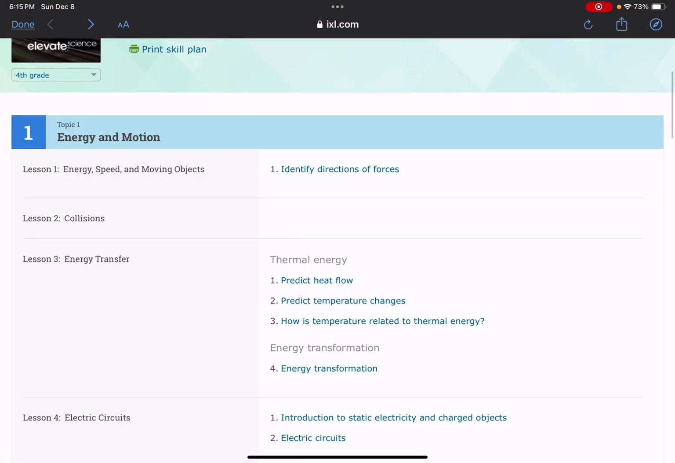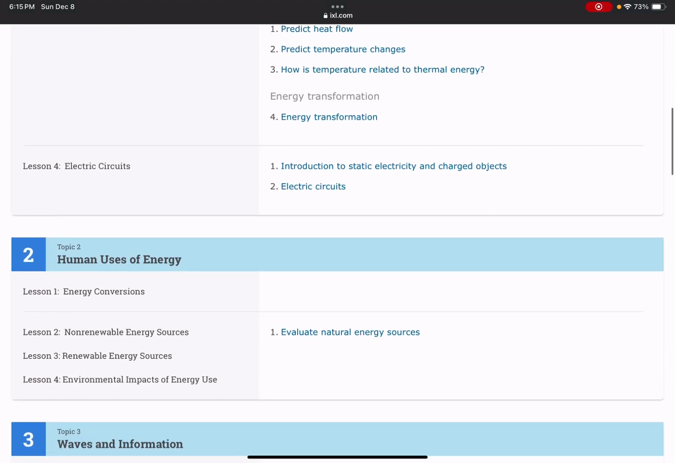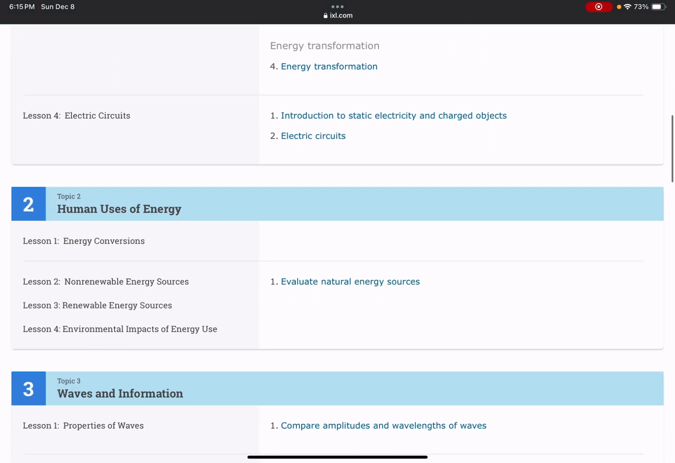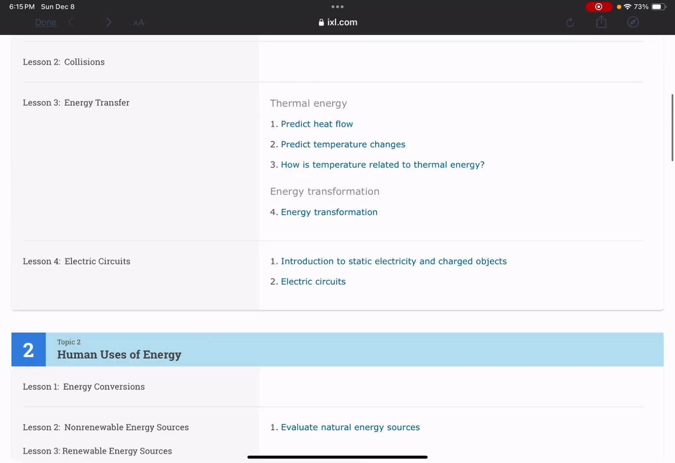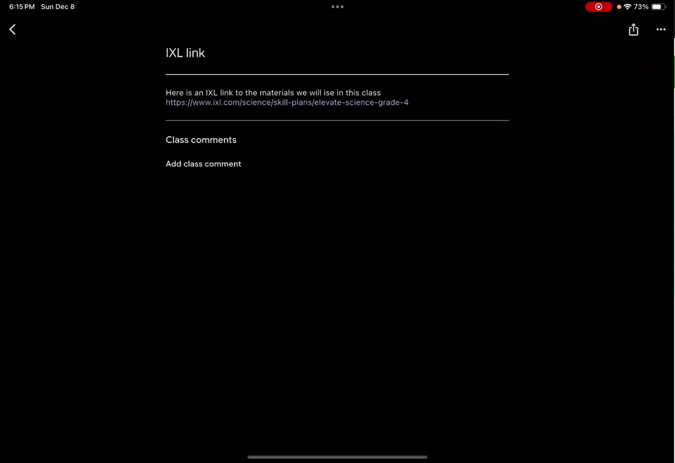We'll go back a little bit. So topic 1 is energy and motion. 2 is human uses of energy. And under each one there will be individual lessons and readings and activities to go along with them.